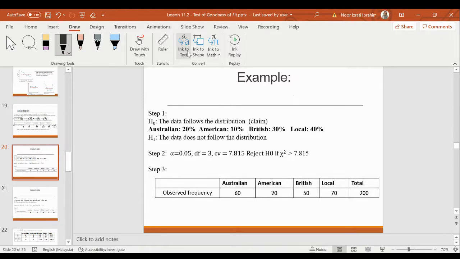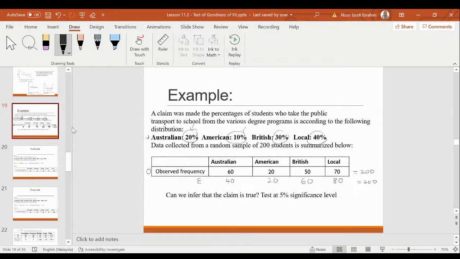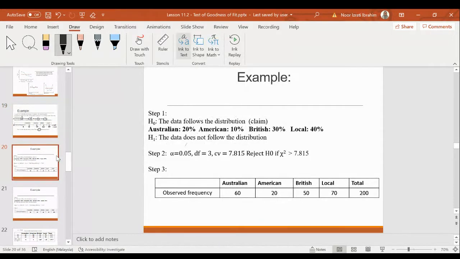Step 2 is to find the rejection region. To find the rejection region, we have to know the value of CV. For the value of CV, you have to refer to the chi-square table. For this example, alpha is 5%, alpha equals 0.05, and degree of freedom is 3.